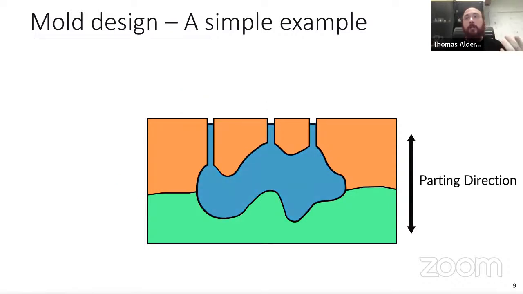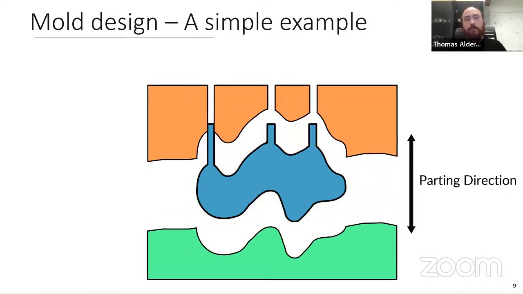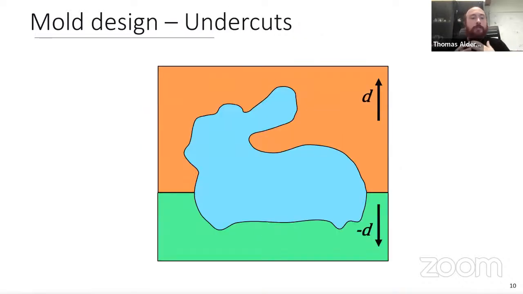At this point, the mold is ready to be opened along the parting direction chosen for the mold pieces, and the part can be extracted and released, and the process can be repeated as many times as you need to replicate your object. One of the main constraints from a geometric point of view that needs to be addressed when designing a mold is the presence of undercuts in your mold design.